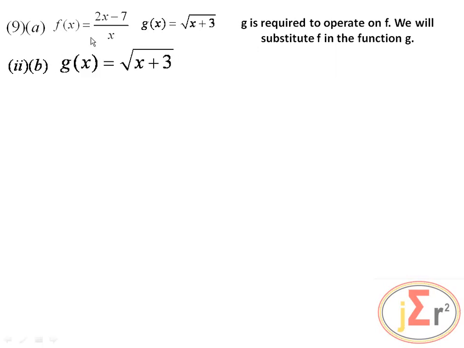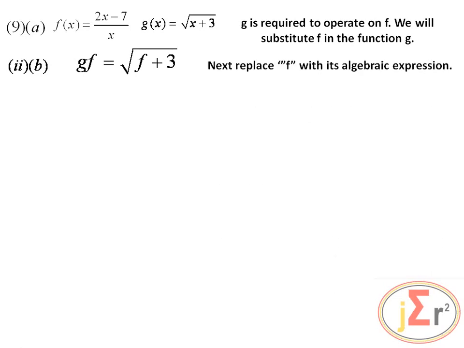Right. So we have g of x is equal to x plus 3. g of f is the square root of f plus 3. After doing that, we will replace f with its algebraic expression. So now, take this f, and in place of it, we have the algebraic expression for f, which is this one, 2x minus 7 over x. Then we attempt to simplify that expression that is under the square root sign.